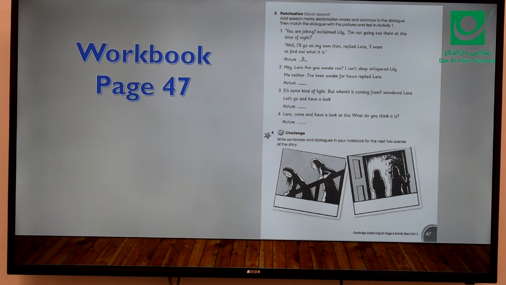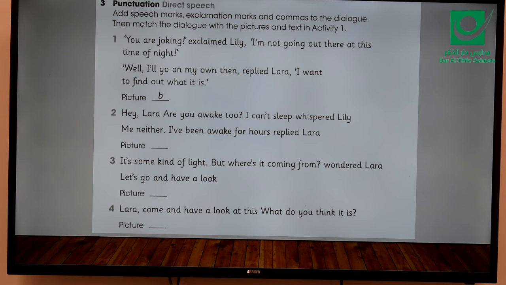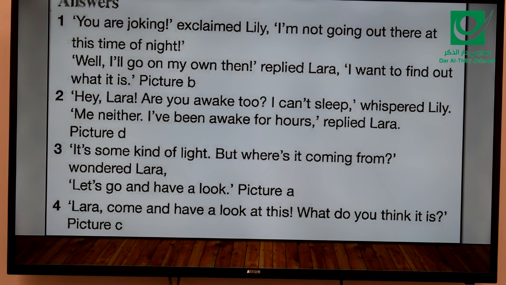Okay, now let's move to the workbook, page number 47. We have punctuation here, direct speech. Add speech marks, exclamation marks, and commas to the dialogue, then match the dialogue with the pictures and text in activity 1. Here are some sentences that need punctuation marks and need to be matched to the pictures. So please do it, pause the video, start doing it, and we'll check later. Here are the answers. Compare them to what you've done.